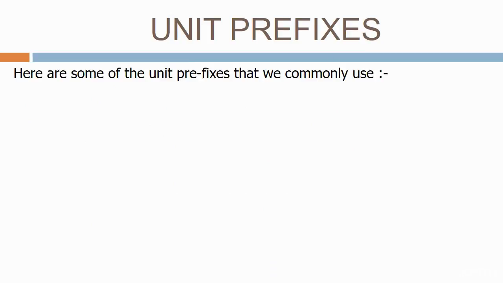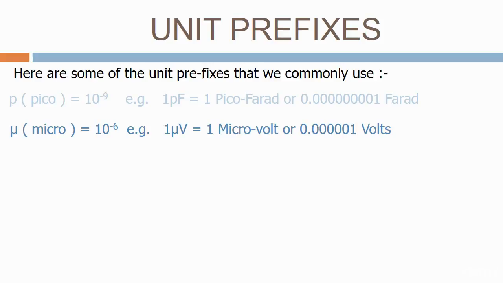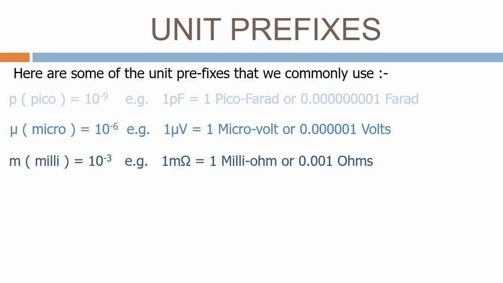Here are some of the unit prefixes that we commonly use. The first is P or pico. That's a billionth of a unit. E.g. 1 picofarad equals a billionth of a farad. Next is U or micro, a millionth of a unit. E.g. 1 microvolt equals 1 millionth of a volt. Next is M or milli, that's a thousandth of a unit. E.g. 1 milliohm is a thousandth of an ohm.